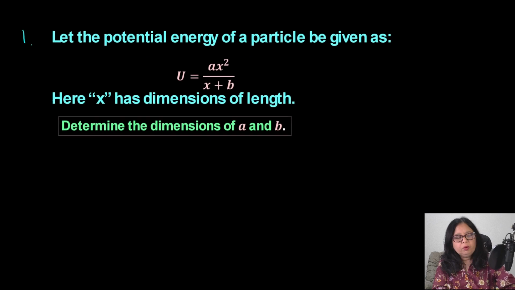Problem number 1 says, let the potential energy of a particle be given as, you're given this equation, U equals ax squared over x plus b. And we're told that x has dimensions of length. We're asked to determine the dimensions of a and b. Okay, so we know that on the left side, we have energy.